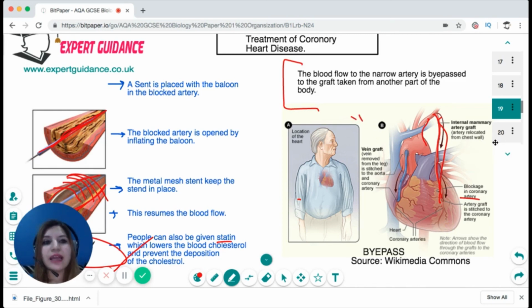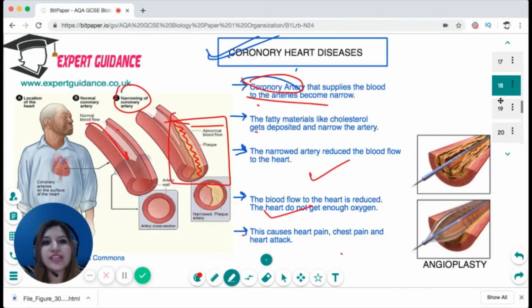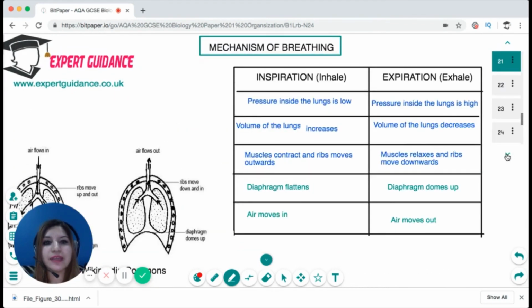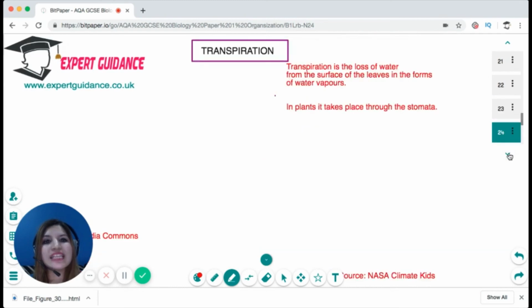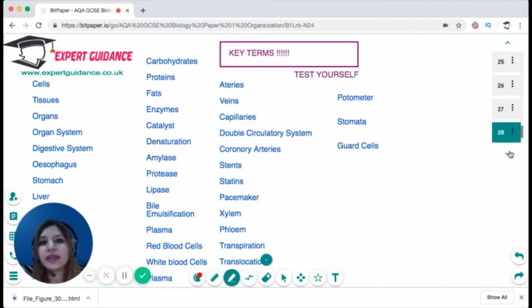Okay, now there are other problems as well apart from this that can be associated with the heart. These problems are like leaky valves.